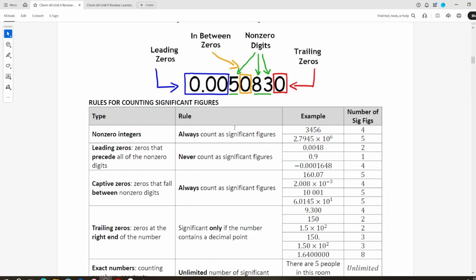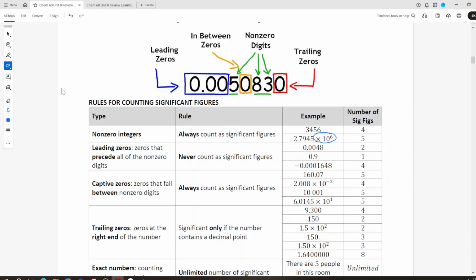So the first rule is that anything that's not a zero is obviously significant. So if you had a number like 3,456, every number in that measurement is significant. So this would have four significant figures. If you had a number like 2.7945 times 10 to the 6th, the times 10 to the 6th is what makes it scientific notation. So obviously you would move the decimal place to the right 6 places, so you'd add 2 zeros. But the 27945 are all significant, so 5.